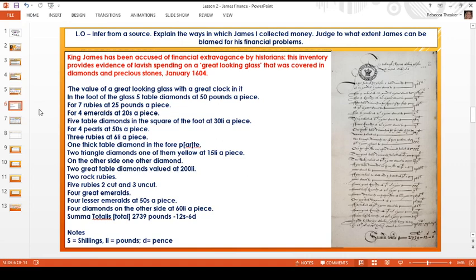So he has some thick diamonds, he then has some triangle diamonds, he then has some great emeralds and some lesser emeralds. He has some that are cut and some that are slightly uncut. So he really does go over the top with his decoration. So for your first question, hopefully you've been able to infer that James had very extravagant taste. In some respects, he was quite over the top.